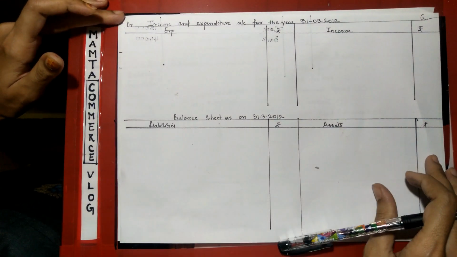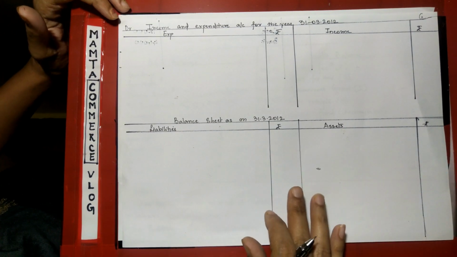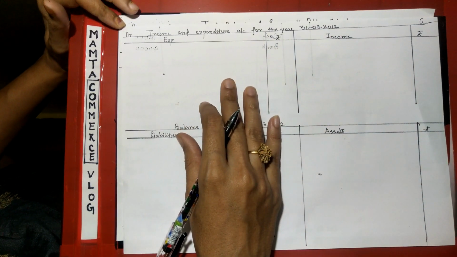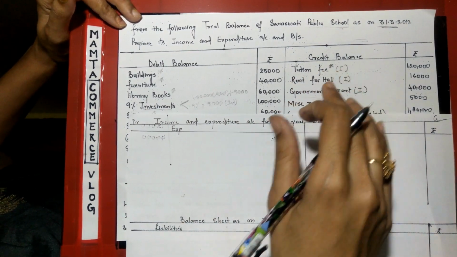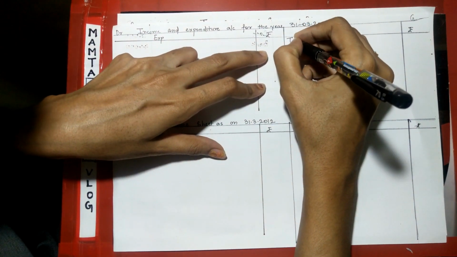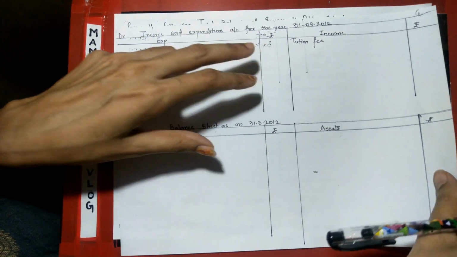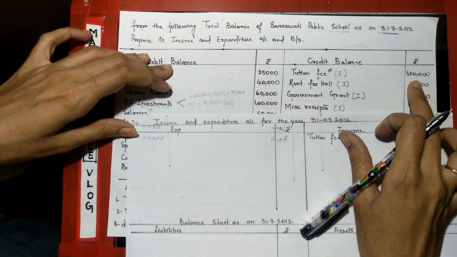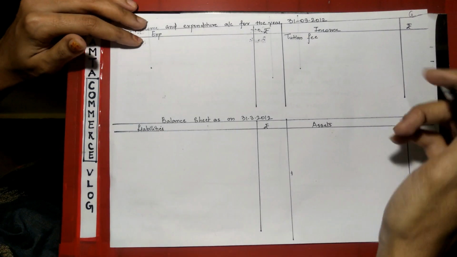So this is the format of income and expenditure account and balance sheet. I have already prepared the format for this. So let us write the points. So the first point is tuition fee. Tuition fee is an income. So we will write on the income side tuition fee. And the amount of tuition fee is 1,20,000, and for this we have an adjustment of 10,000. So we will also write the adjustment.